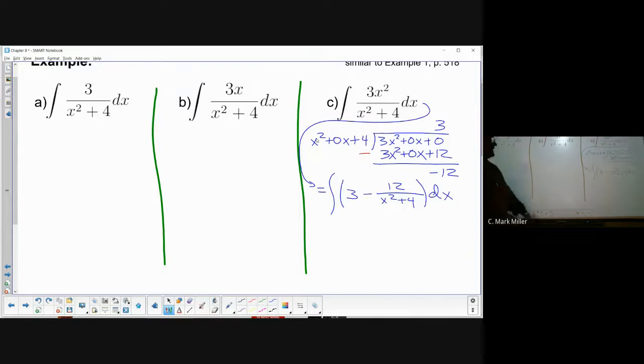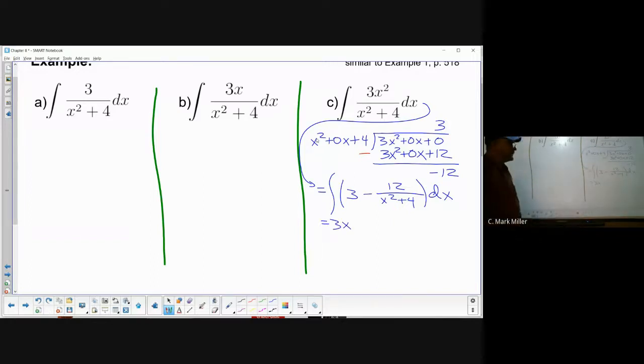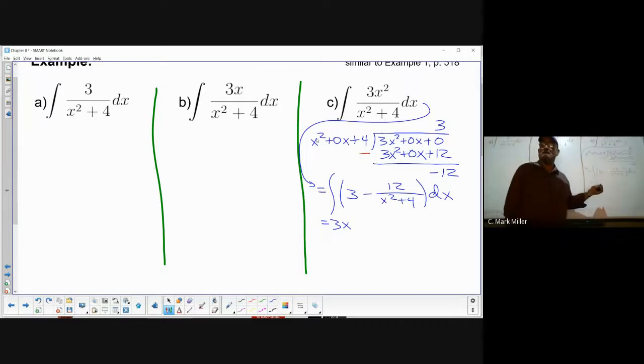What's the antiderivative of 3? Both of you should know that. The derivative of what is 3? 3x. So this one's going to be 3x. This one we just did on another slide, those basic ones at the beginning.